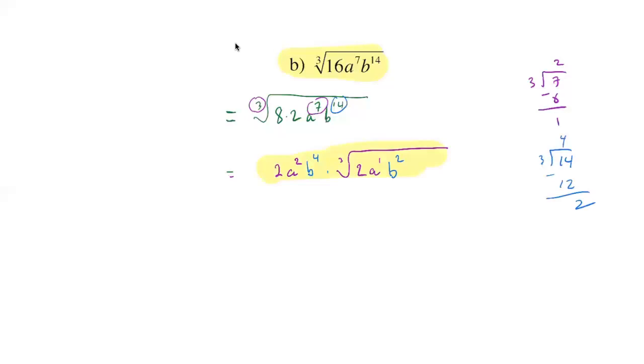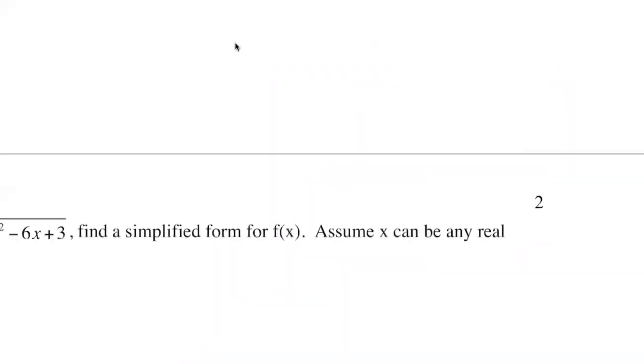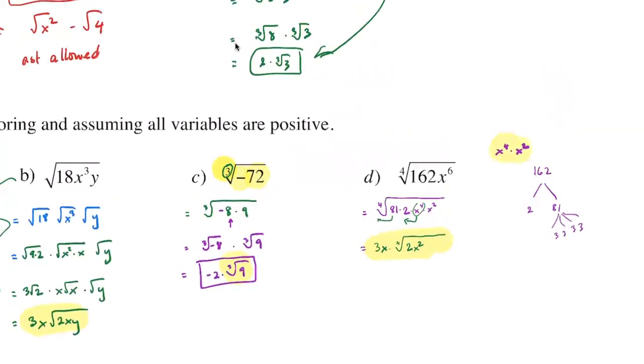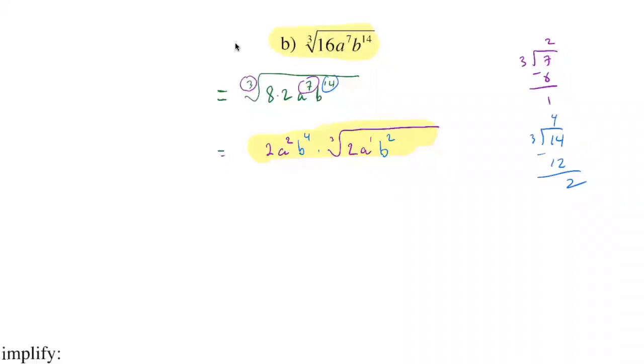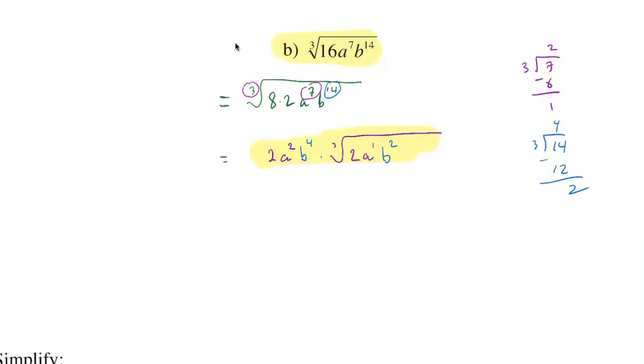So you can sort of do that with the variables that contain powers greater than the index. Instead of rewriting like I did up here, you can actually divide the index into the powers, leave the remaining powers inside, and bring out the powers that divide into 7 and 14 outside. And that's pretty much how you simplify a radical expression that contains coefficients and powers.